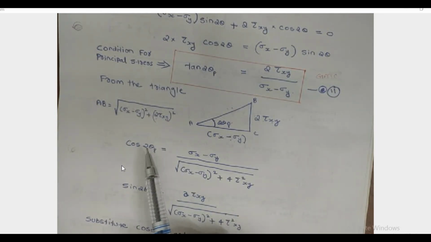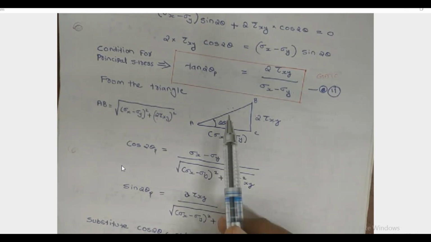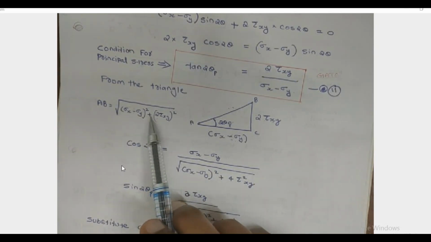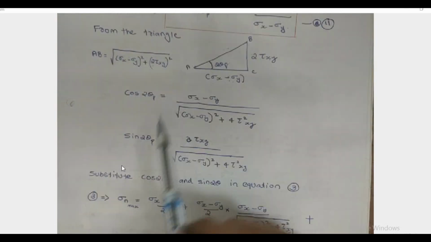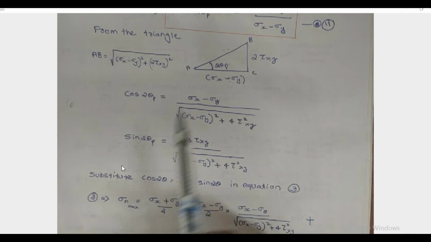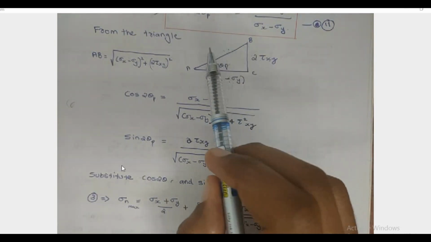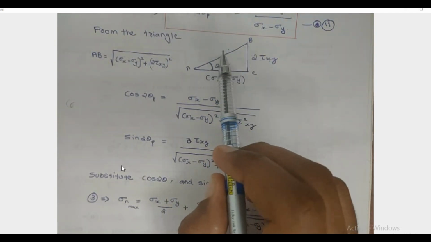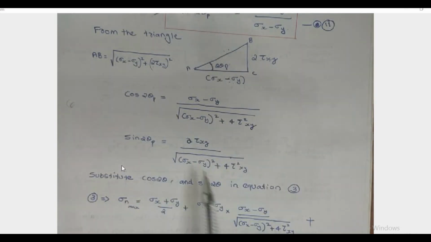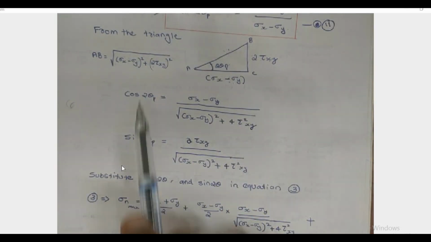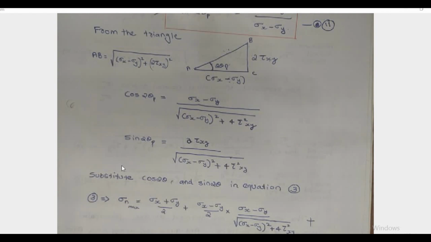That is equal to adjacent side by hypotenuse. Hypotenuse value is this one. Sin 2 theta p is equal to opposite side by hypotenuse. Hypotenuse is this value. So we got these two values, cos 2 theta p and sin 2 theta p.